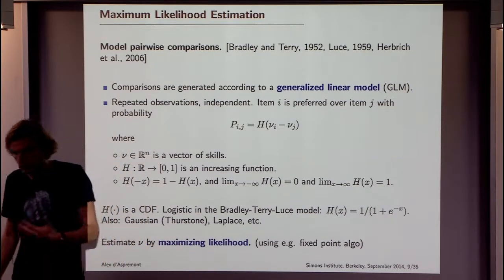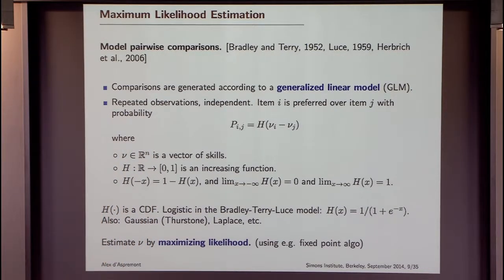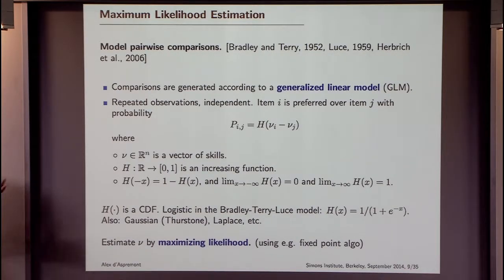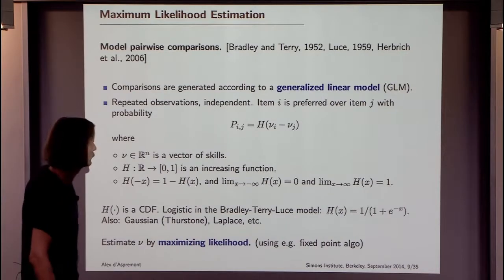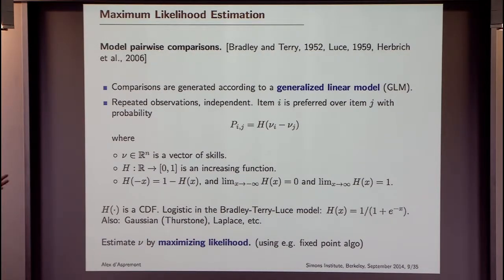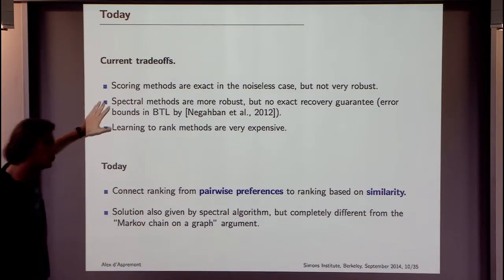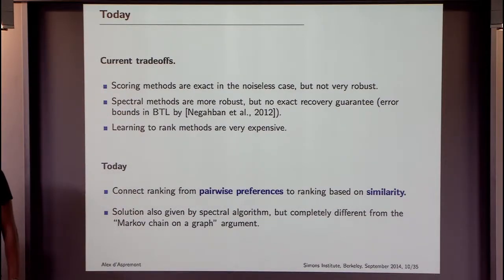Okay? And you don't have to really do it using gradient methods if you don't want to. There's a fixed point algorithm that typically works really fast. So that's the last major class of methods I'm going to cover. I'm going to zoom in on some of these methods and focus on the low complexity end of these results. And so the current trade-offs in that area: scoring methods are exact in the noiseless case.